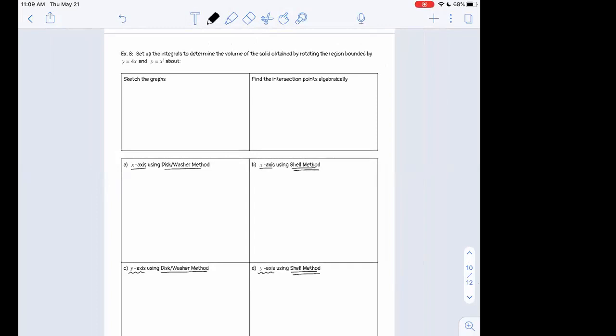So take a moment. I'd like you to sketch the graphs of y equals x and y equals x cubed on the same graph. And then I want you to find the intersection points algebraically, right? So that's when we set the 2 equations equal to each other and we find out where they cross or where they're equal. So take a moment to sketch those graphs, find the intersection points, and then we'll talk about our setup and how the diagrams change for parts A, B, C, D below.